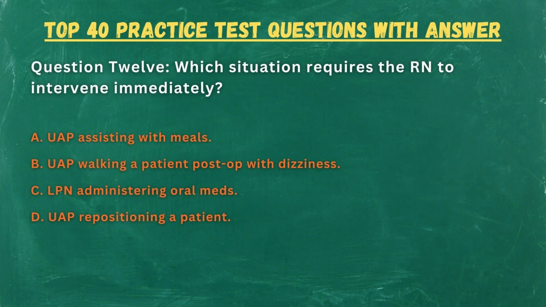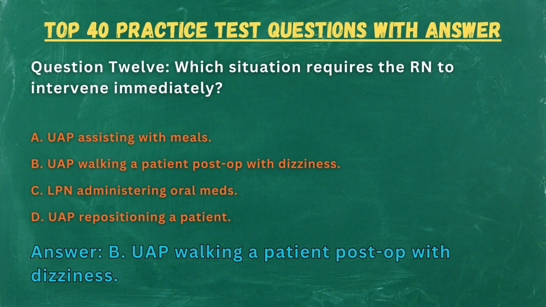Question 12. Which situation requires the RN to intervene immediately? A. UAP assisting with meals. B. UAP walking a patient post-op with dizziness. C. LPN administering oral meds. D. UAP repositioning a patient. Answer: B. UAP walking a patient post-op with dizziness.